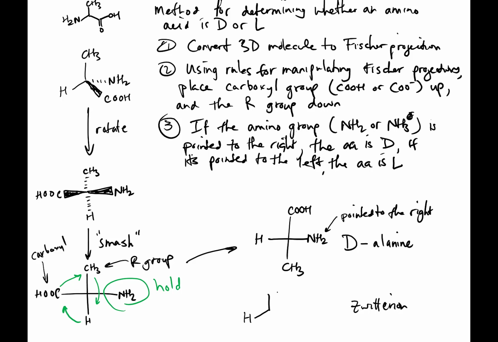Remember, the two ionizable sites are the amino group and the carboxyl group. The only way you can ionize an amino group is to add an H to it, since it's a base. And the way that you would ionize a carboxyl group is for it to lose an H. So the zwitterionic form would look like this.